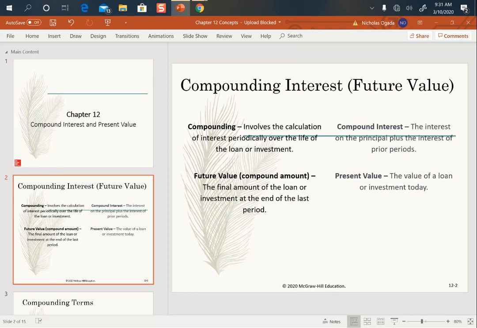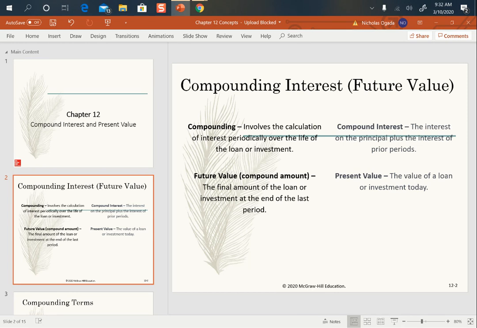The compound interest is the interest on the principal plus the interest of prior periods. So this is different from the simple interest as we saw in a previous chapter. With compound interest, you earn interest on your initial investment and you also earn interest on your prior earned interest. So you earn interest on interest, in addition to interest on your initial investment.